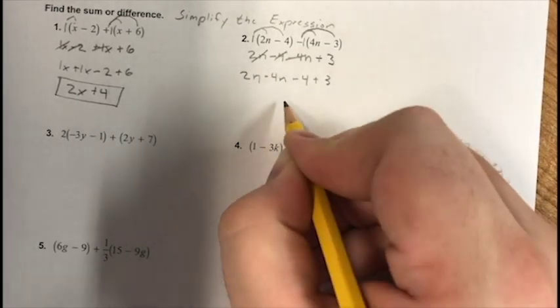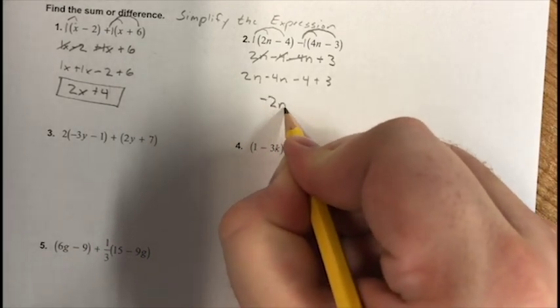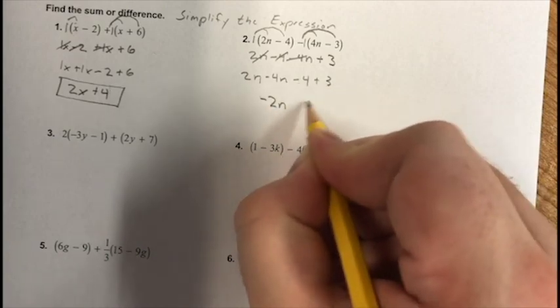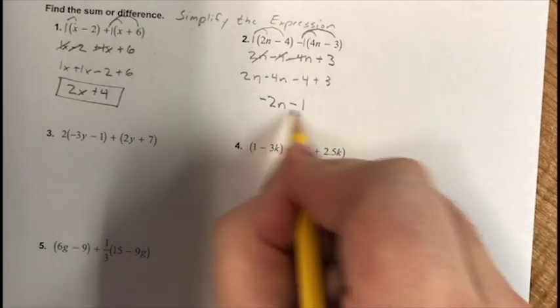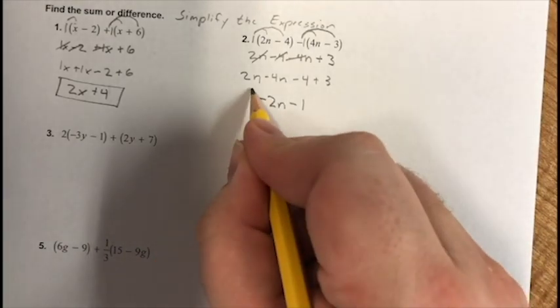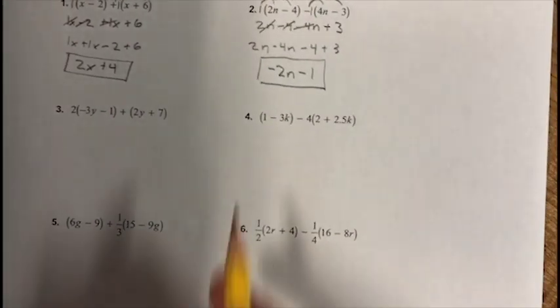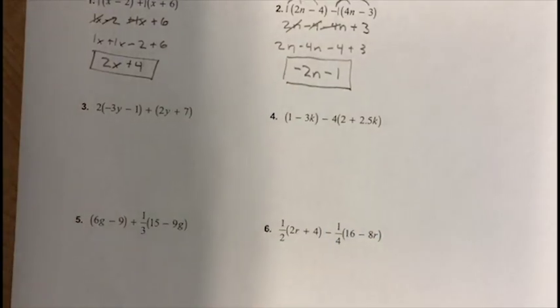2n minus 4n. Following your rules with working with integers, 2 minus 4 is -2n. And then -4 plus 3. Well, -4 plus 3 is going to give me -1. I can't do anything else with these because these are not like terms. Therefore, and there's no parentheses, therefore I have simplified this expression. I have found the sum or the difference. This minus that gives me that.